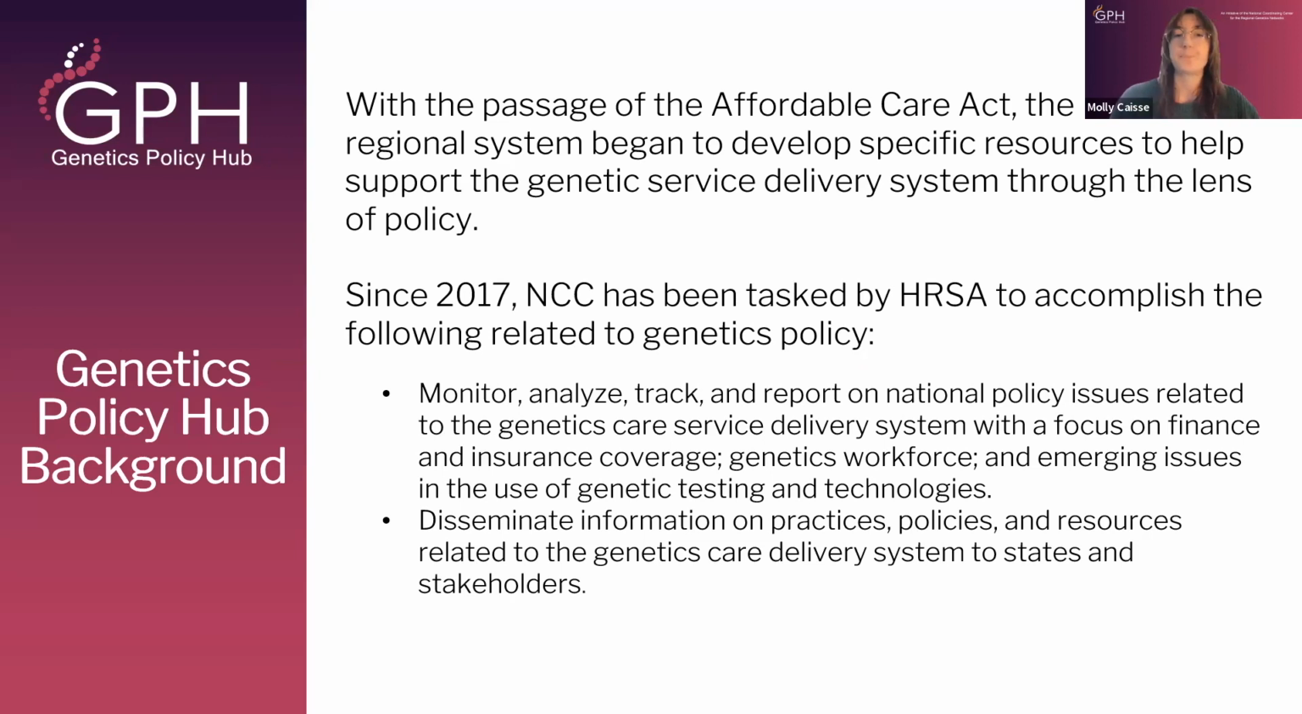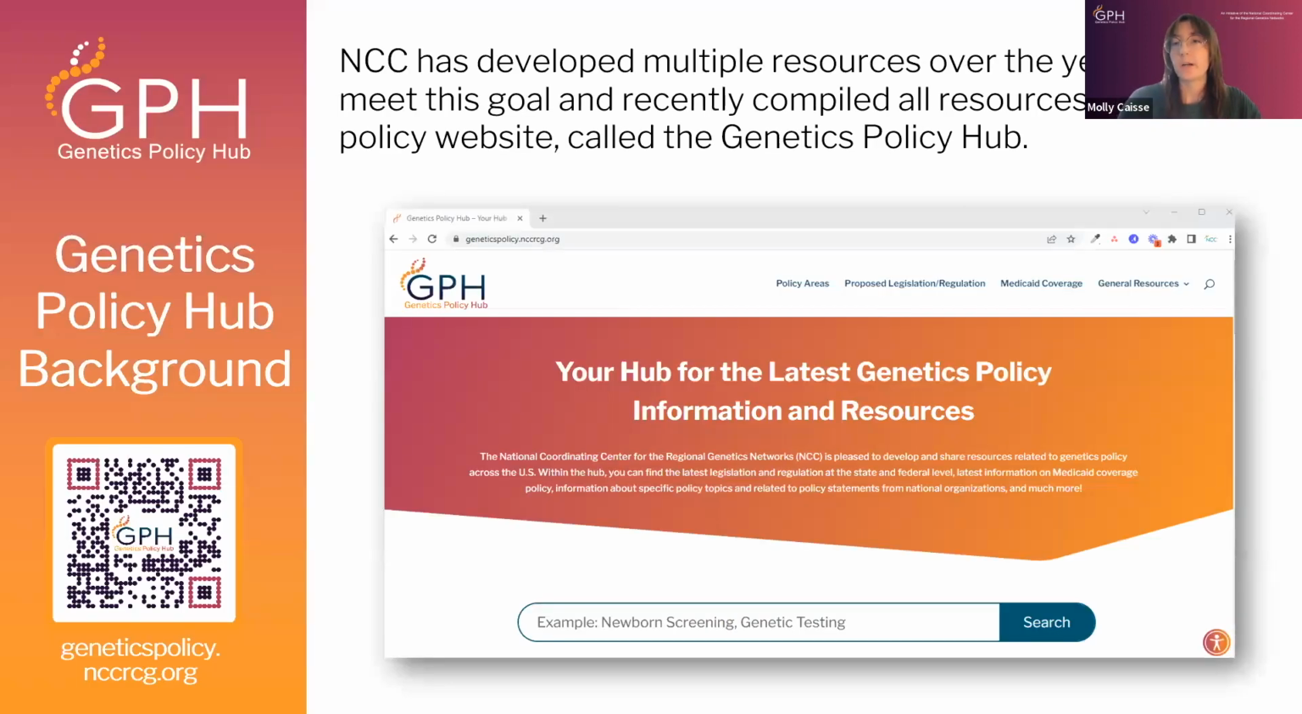Next slide, please. So we've been doing this work for a number of years, and we've developed multiple resources over that time. NCC has recently compiled these resources into a new policy website that we're really fortunate to launch last year. It's called the Genetics Policy Hub website. This is a fully searchable website where you can search for topics and information related to genetics and genetics policy, like newborn screening, and find everything we have related to that topic. So there's information not just about newborn screening, but really a wide scope of genetic policy areas.